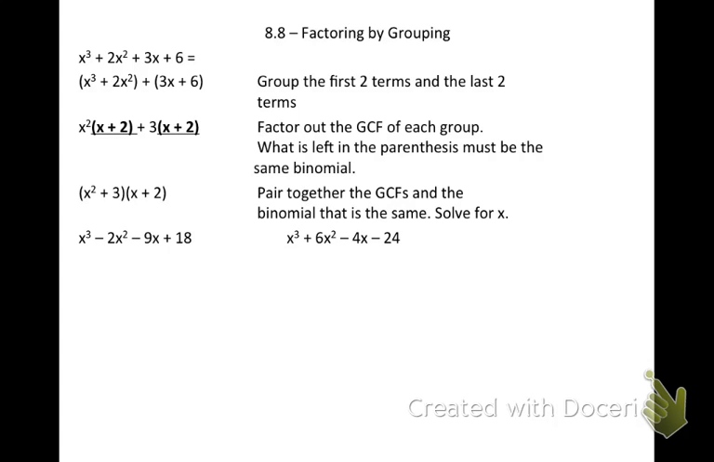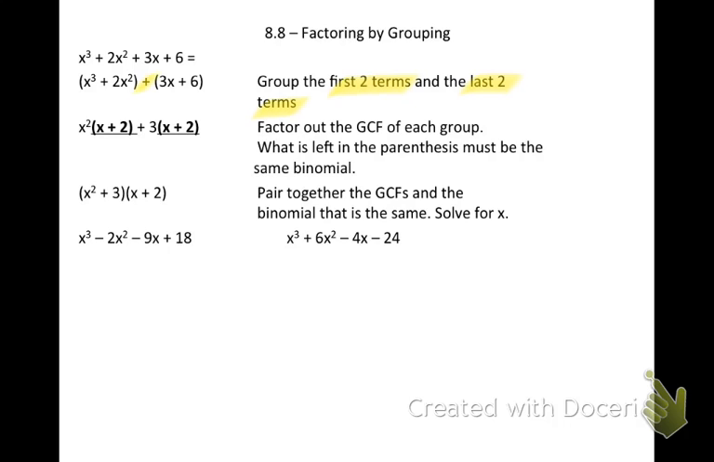So, factoring by grouping, this is a little more difficult. The first thing that we want to realize is that the only time that I will do this is when I have 4 terms. So I've got x to the third plus 2x squared plus 3x plus 6. 4 terms, and so the only way I can do this is by factoring by grouping. So the first thing I'm going to do is group the first 2 terms together and the last 2 terms together. Put them in parentheses.